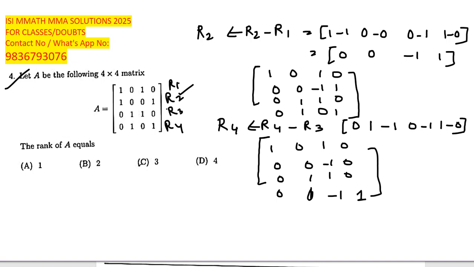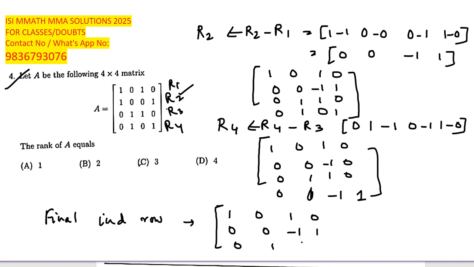Okay. So now row 2 and row 4 are almost equal, so we remove one duplicate row. So finally the independent rows will be 1 0 1 0, 0 0 minus 1 1, and 0 1 1 0. So now there are three linearly independent rows. So the rank of the matrix is 3.